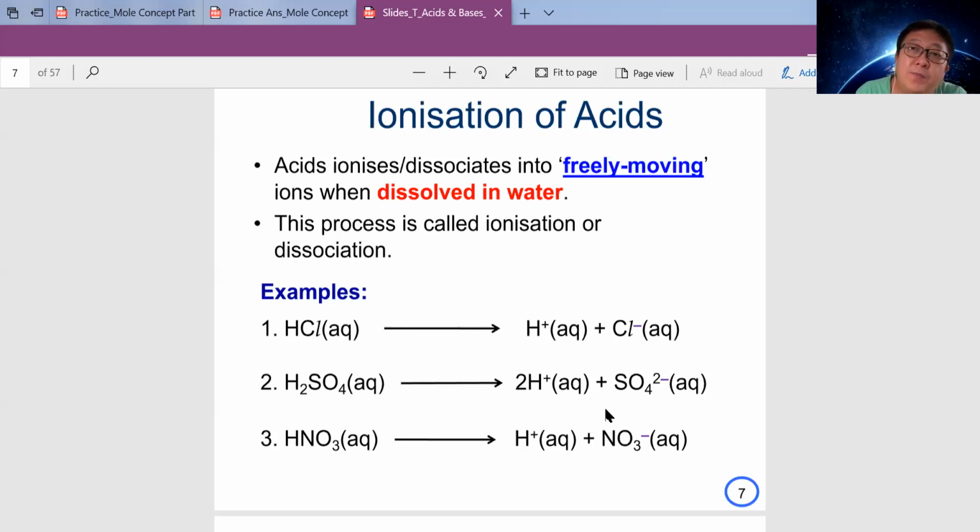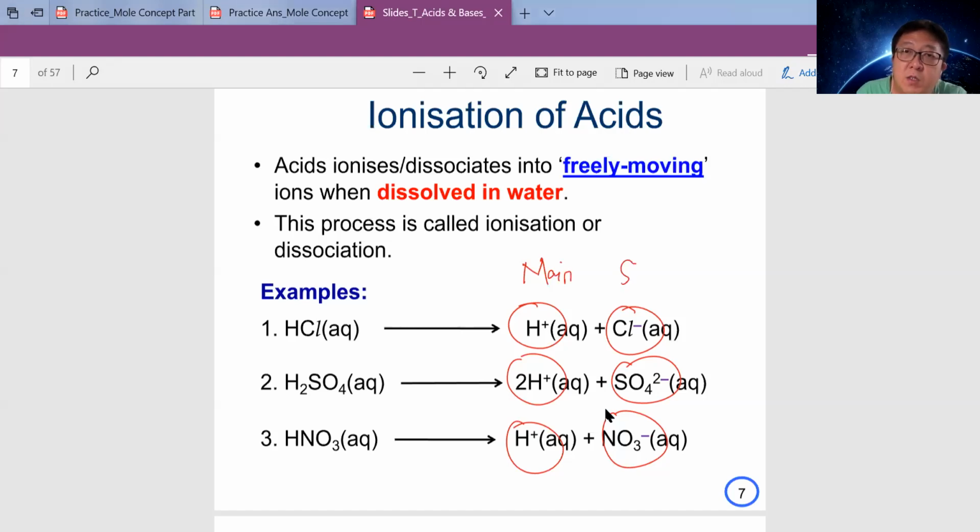Remember, we are not interested in the Cl. You all know the name for these three? We are interested only in the H plus ion. This is the main ion responsible for acidity. These three have a name called spectator.